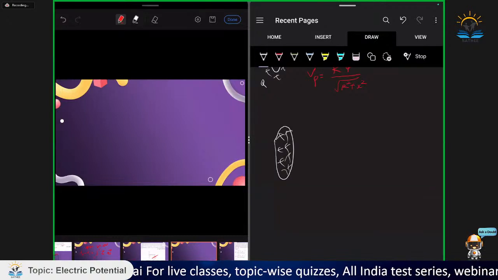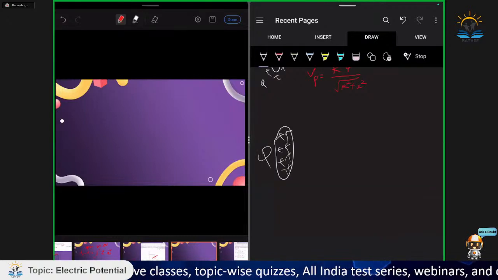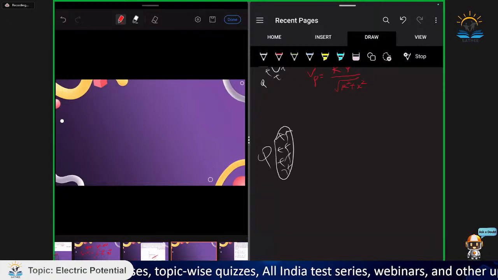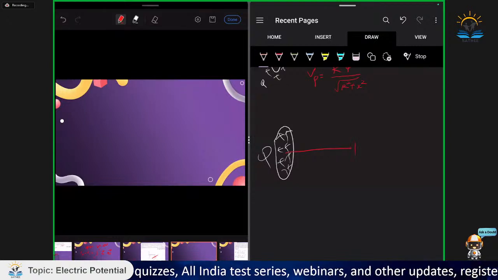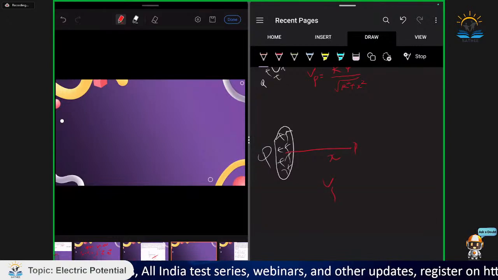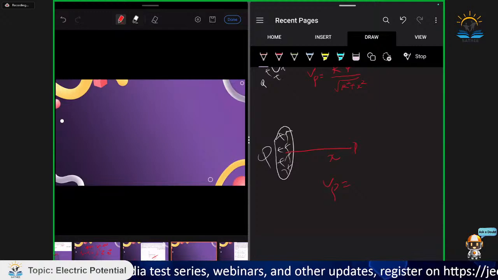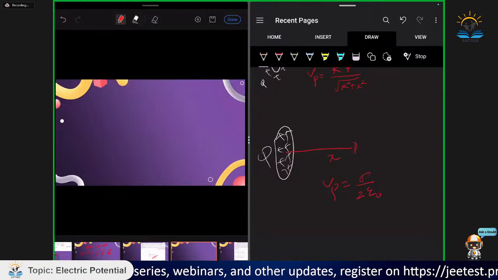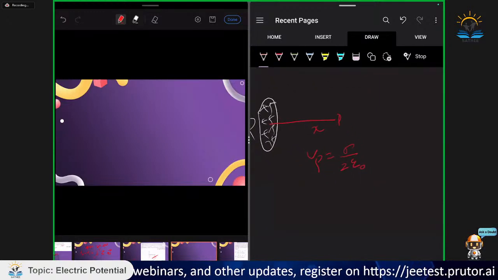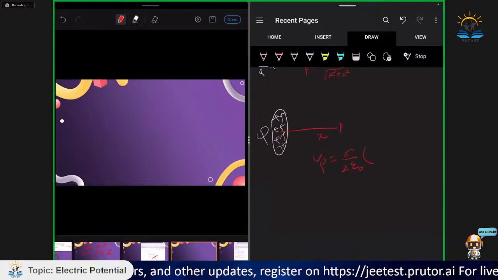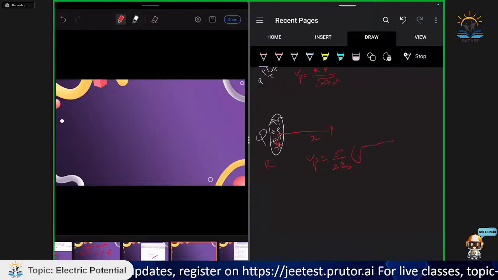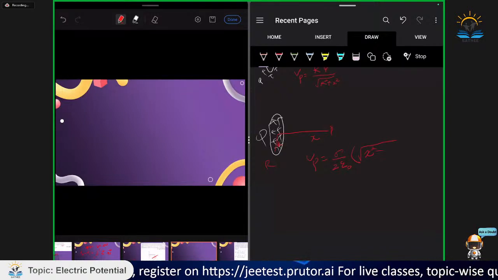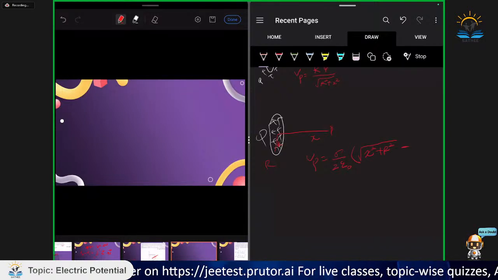Due to a disk of charge q, at a distance x from the disk, the potential at point P will be sigma by 2 epsilon, where R is the radius of the disk, into root of x square plus R square minus x.